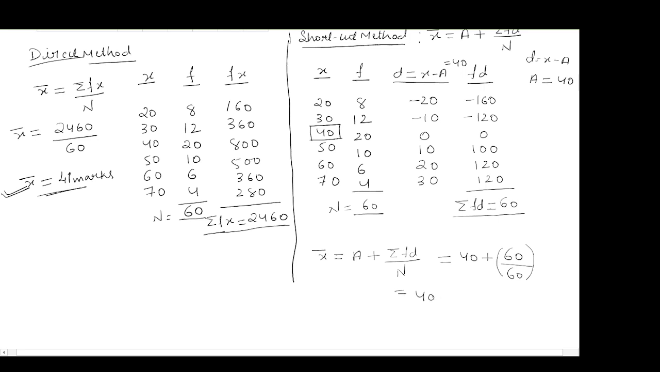So 40 as it is. 60 divided by 60 is 1. So X bar is equal to 40 plus 1 is 41 marks. Okay. So using shortcut method also, I've got mean value X bar as 41 marks. So either of the methods you use, you should get the same answer. So this is how mean should be calculated for case number 2, that is discrete series, using direct method as well as shortcut method.